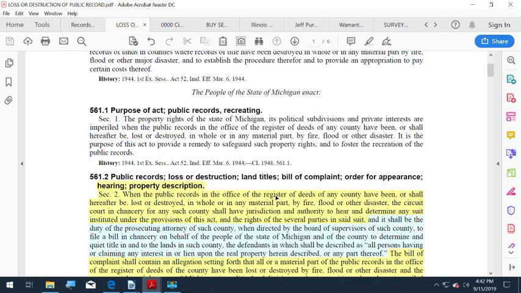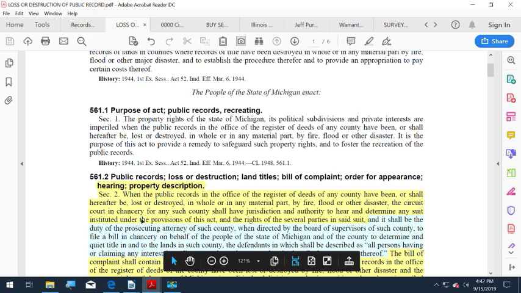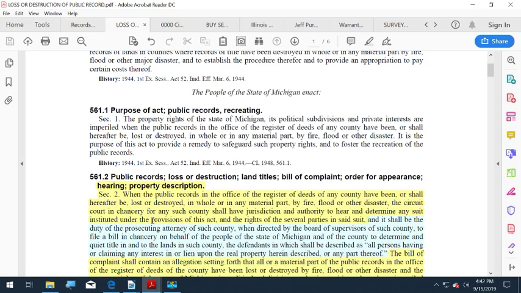When public records in the Office of Register of Deeds of any county have been or shall hereafter be lost or destroyed in whole or in material part by fire, flood, or disaster, the circuit court in Chancery for such county shall have jurisdiction and authority to hear and determine any suit instituted under the provisions in this act, and the rights of the several parties in the said suit. So now it said not just the circuit court, but the circuit court in Chancery. To do what? Basically to quiet the title.